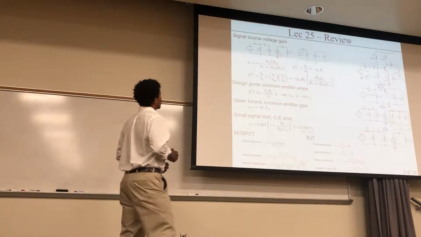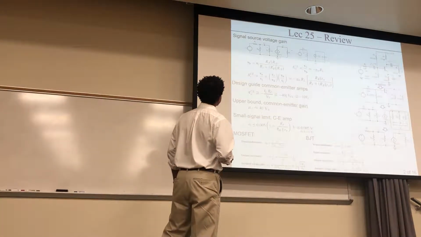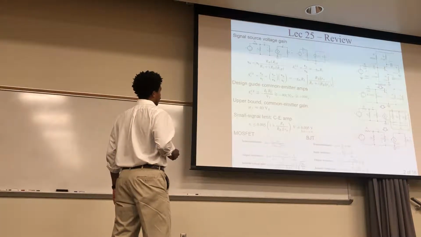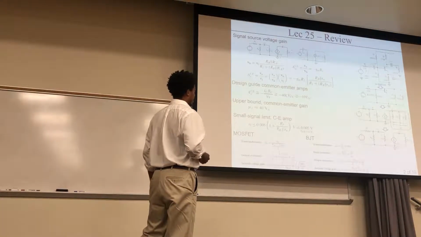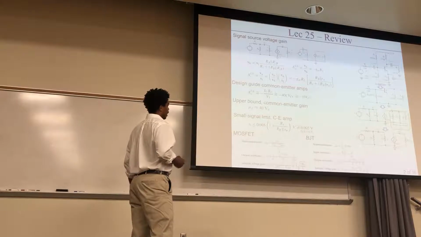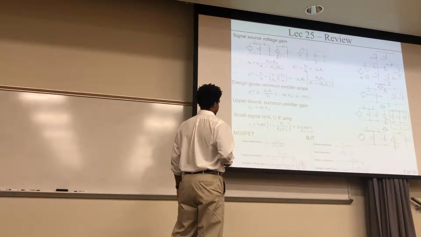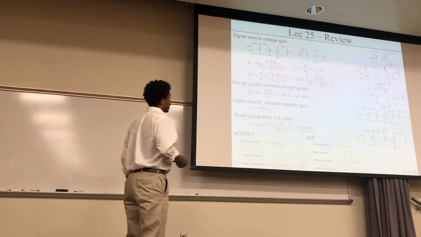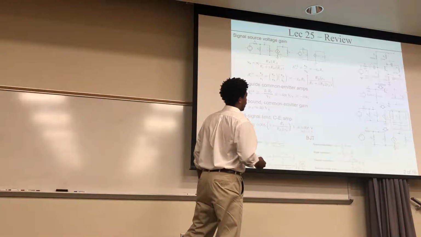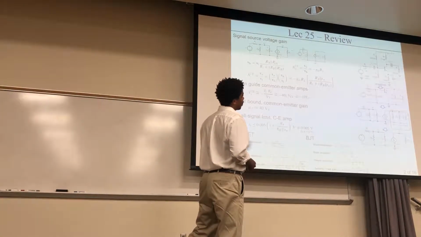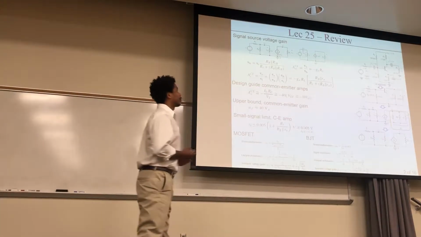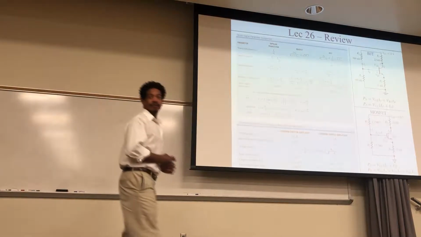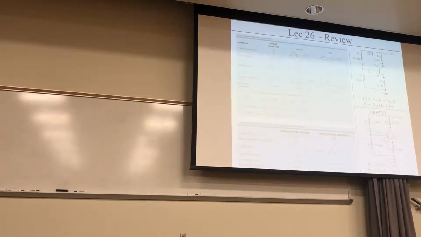So we looked at signal source gain voltage, and also looked at some design guides for common emitter amplifiers, the upper bound for common emitter gain, the small signal limit, and some differences between the MOSFET and the BJT for transconductance, output resistance, and intrinsic voltage gain. And we also looked at AC analysis when you have your current blockers and your current bypasses here and here.